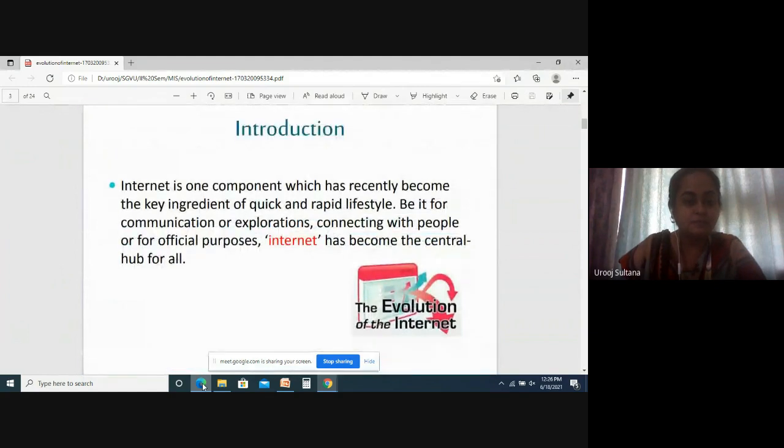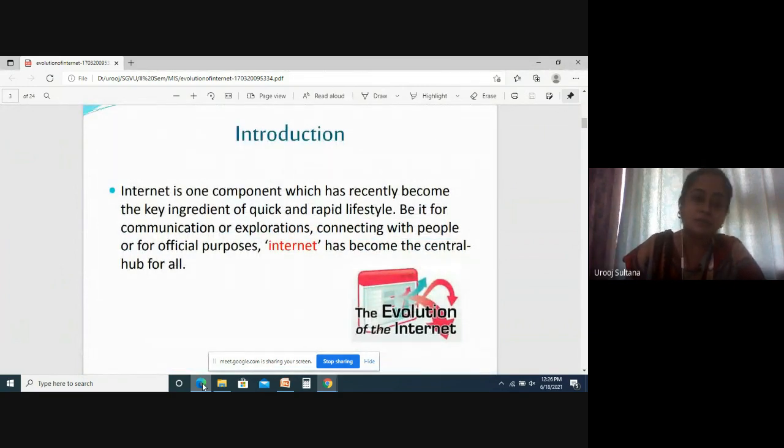So let's come to the topic introduction. Again, what is internet? Internet is one component which has recently become the key ingredient of quick and rapid lifestyle. Be it for communication or exploration, connection with people, or for official purposes, internet has become the central hub for all. Yes, nowadays internet has become a basic need of our daily life.